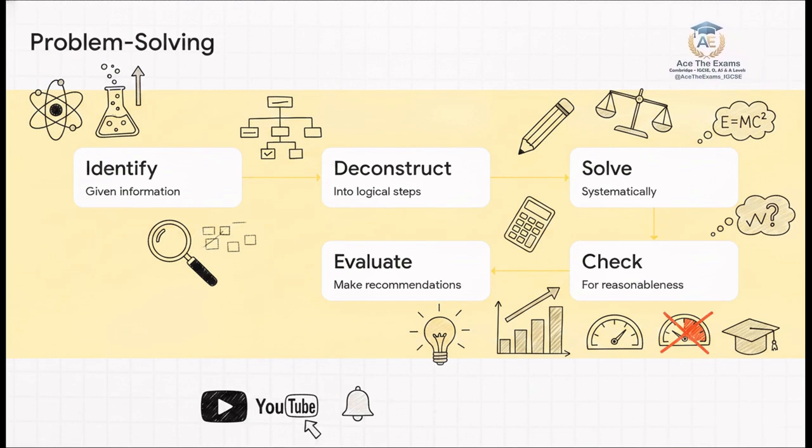Third, solve systematically using your core physics principles and formulas. Fourth, and this is massive, check for reasonableness. Look, if you calculate that the convection current is moving at the speed of sound in a tiny glass beaker of water, you've made a math mistake. Catch it before the examiner does. Finally, step 5, make justified recommendations or conclusions based entirely on the evidence you just laid out. The higher order assessment objectives in Cambridge exams demand this kind of evaluation and comparison. You are proving to them that you think like a physicist.